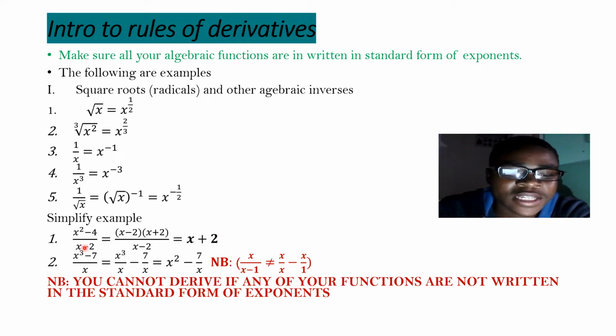The second one here says that x cubed minus 7 over x. This can be partially written as x cubed over x minus 7 over x, which is equal to x squared minus 7 over x. But if you're given x over a denominator that has got more than one term, that is not equal to, cannot be broken up in this way. That's one thing you need to note. You can pause this video and look at the slide as much as you want to look at it. NB, or note, you cannot derive if any of your functions are not written in the standard form of exponents. That we need to always remember.